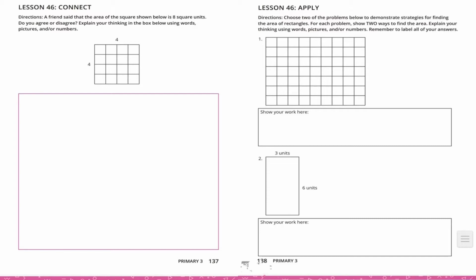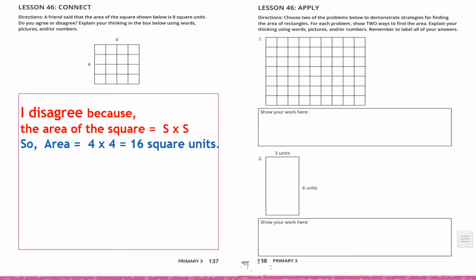4 times 4 equals what? 16. So it's not 8. So the answer will be I disagree, because the area of the square equals side times side. So area equals 4 times 4 equals 16 square units.